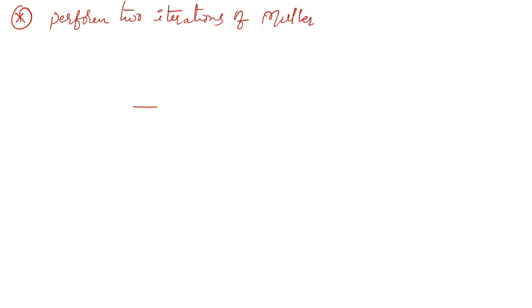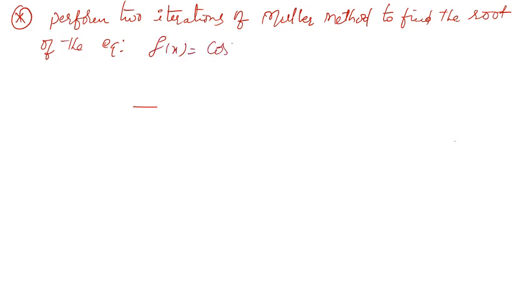Next, one more problem in Muller method. Perform two iterations of Muller method to find the root of the equation f of x equal to cosine x minus x into e power x equal to 0.